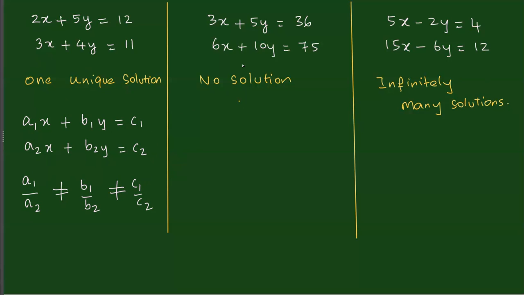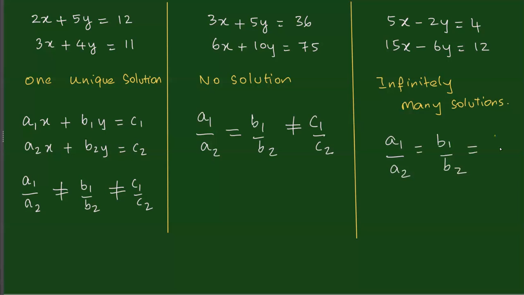Now, when you take a look at the no solution case, what is happening? If you take a1 by a2, that is 1 by 2. If you take b1 by b2, that is also 1 by 2. So they are equal, but are they equal to c1 by c2? They are not equal to c1 by c2. But when you have infinitely many solutions, what is the pattern? a1 by a2 is b1 by b2, and that is equal to c1 by c2.